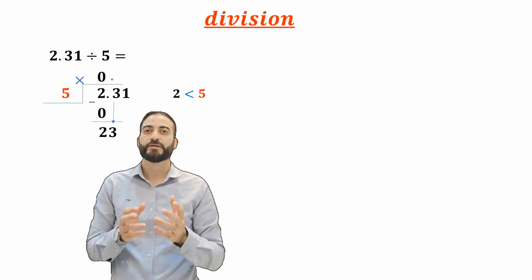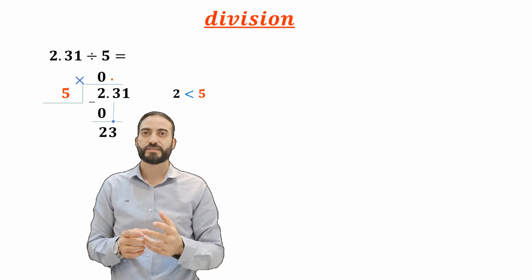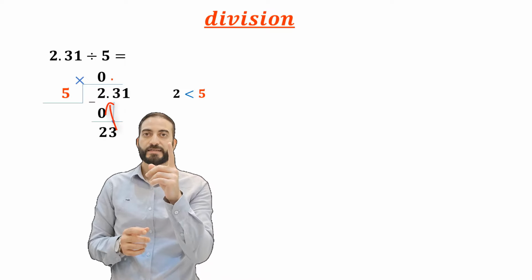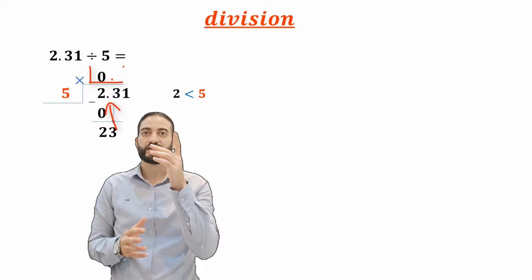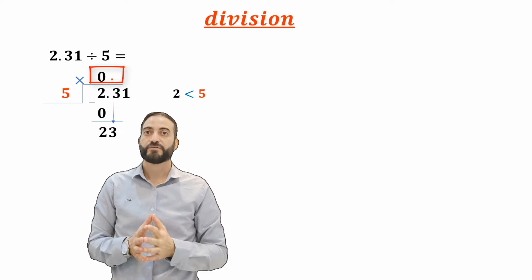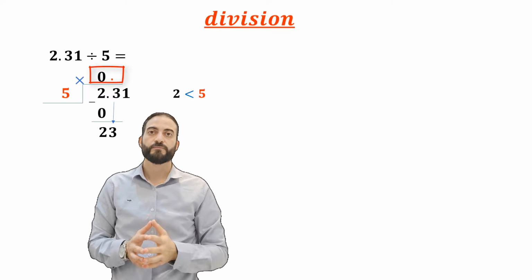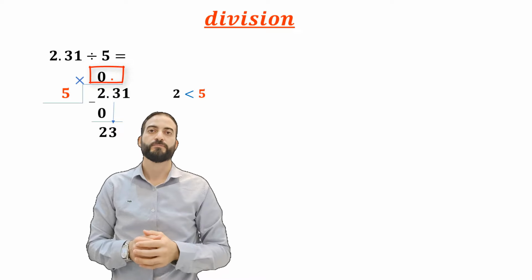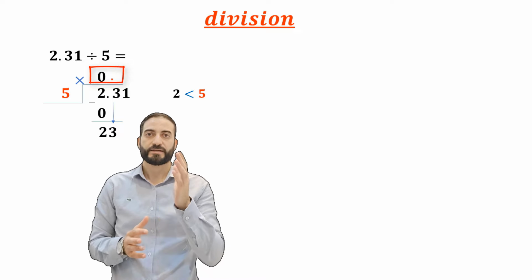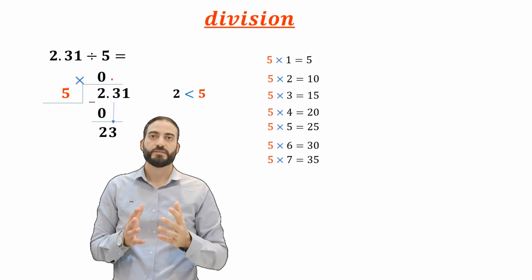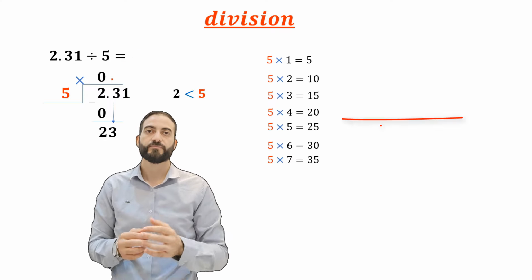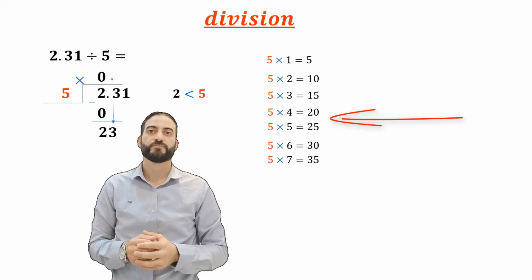But there is a small note, which is that as we see there is a point here next to the 3. This means that the quotient must be a decimal number. If there is no point in the quotient, we must put a point. But as we see, there is a point in the quotient. Now to complete, 23 is here between 20 and 25.